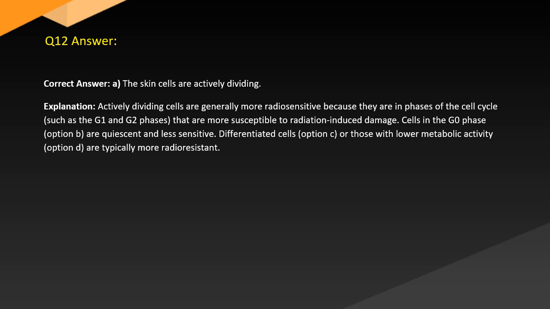Answer. Correct answer: A. The skin cells are actively dividing. Explanation. Actively dividing cells are generally more radiosensitive because they are in phases of the cell cycle such as the G2 and M phases that are more susceptible to radiation-induced damage. Cells in the G0 phase, option B, are quiescent and less sensitive. Differentiated cells, option C, or those with lower metabolic activity, option D, are typically more radioresistant.